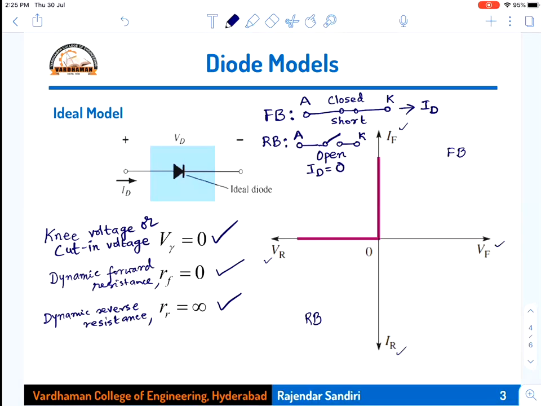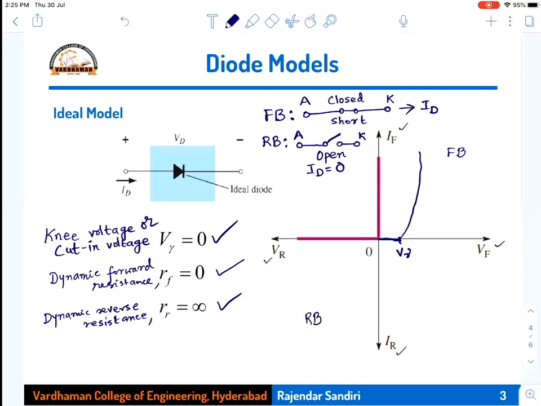The practical diode VI characteristics, how did we draw? They will be up to V gamma. This is V gamma here. Up to V gamma, the current is 0. After V gamma, the current increases exponentially. So this is the graph.